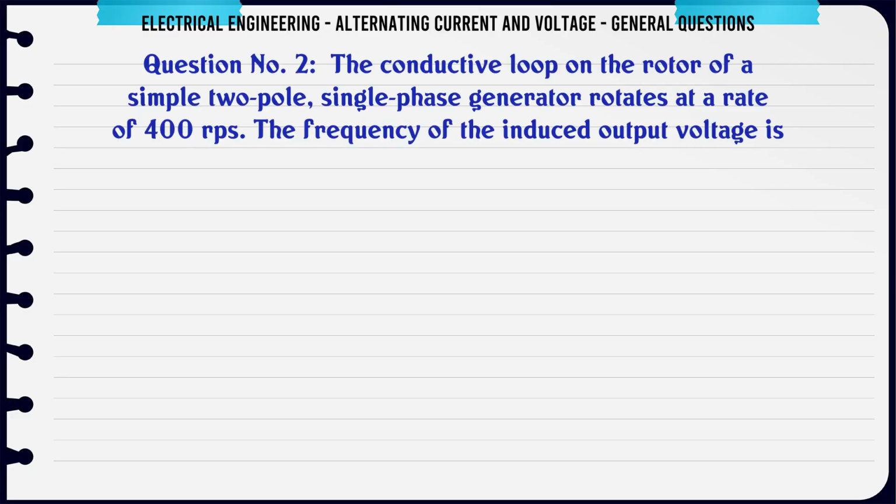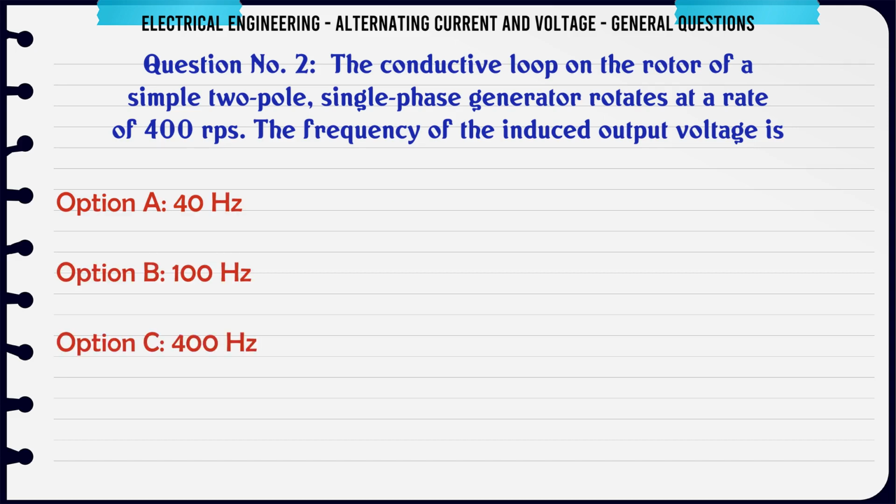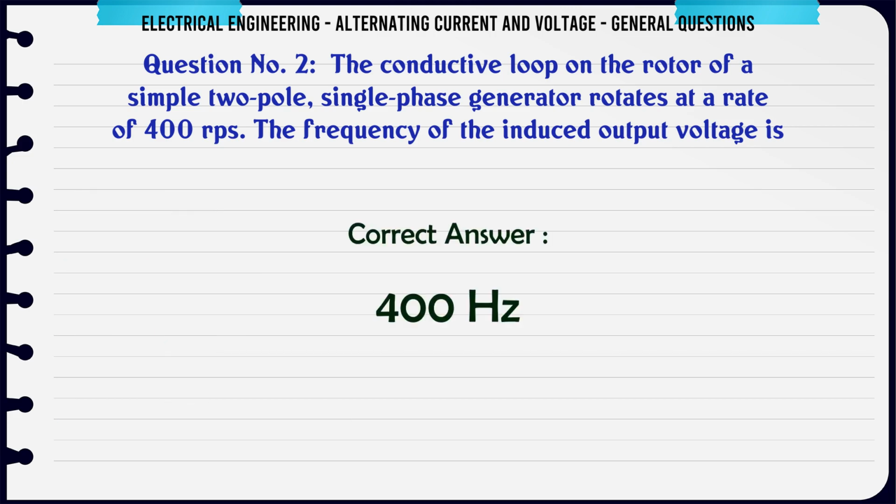The conductive loop on the rotor of a simple two-pole single-phase generator rotates at a rate of 400 rps. The frequency of the induced output voltage is A, 40 Hz, B, 100 Hz, C, 400 Hz, D, indeterminable. The correct answer is 400 Hz.